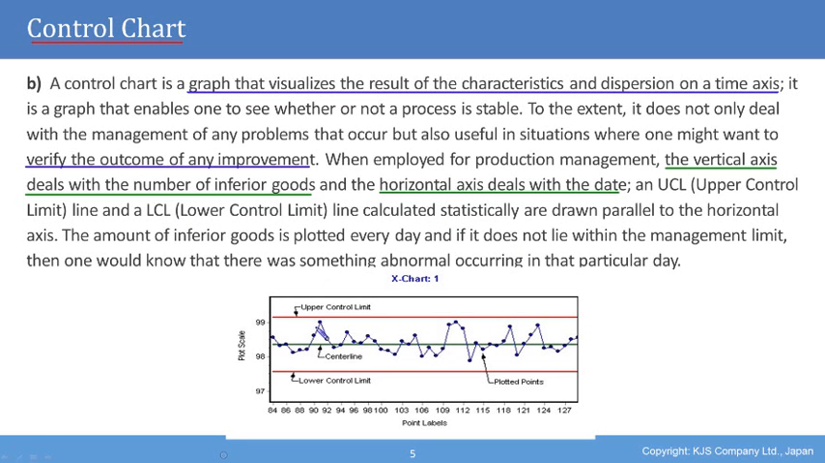Take a look at this example of a control chart. Immediately visible are the two control limit lines, the upper control limit, or the UCL, and the lower control limit, or the LCL. Running through the center is the center line, and you have the plotted points in chronological ascension. Now the idea is that you can see if there are any points lying outside of the control limit lines, and then you would know that there was something abnormal occurring in that particular day.